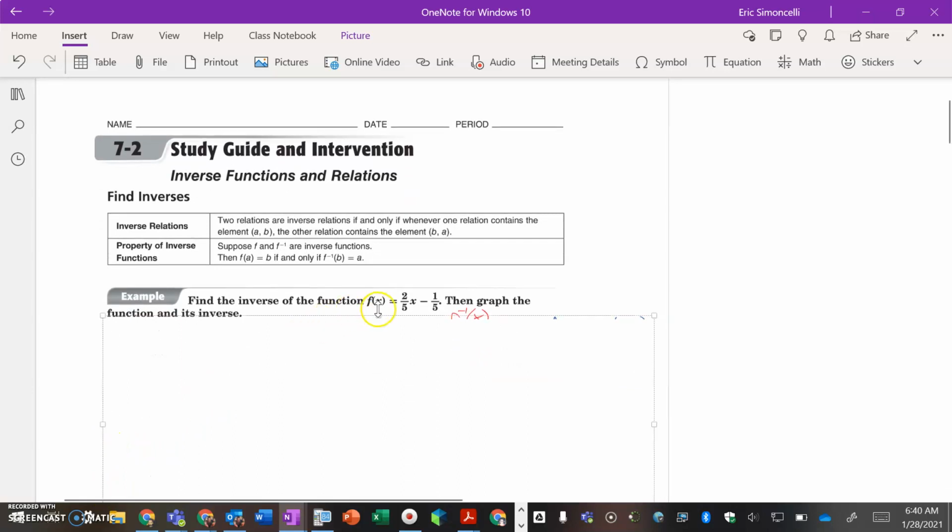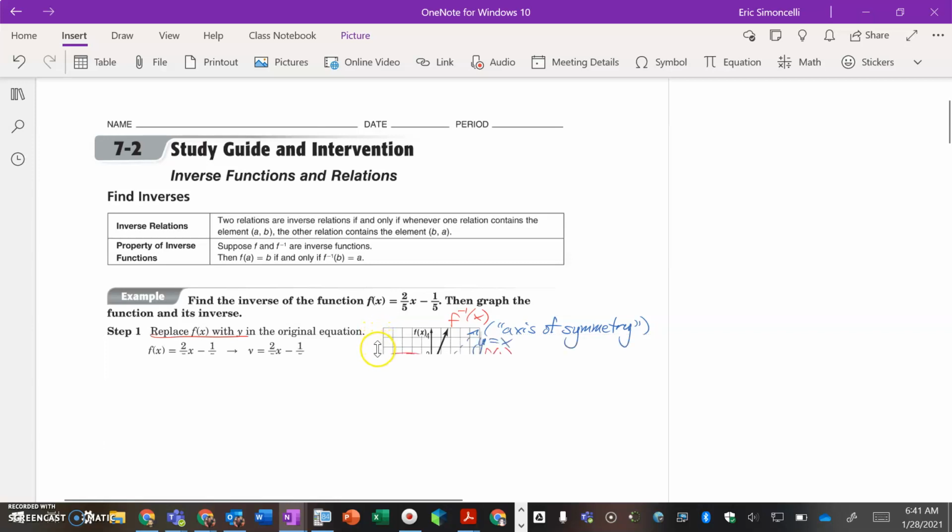I think that's more conducive to what we want to do, but the graph will start to unfold as well. Step one, replace f of x with y in the original equation. So the original equation is simply a line. Think of it again as y equals mx plus b. If I call this y instead of f of x, here's what it looks like. Please note that y equals 2/5 x minus 1/5.